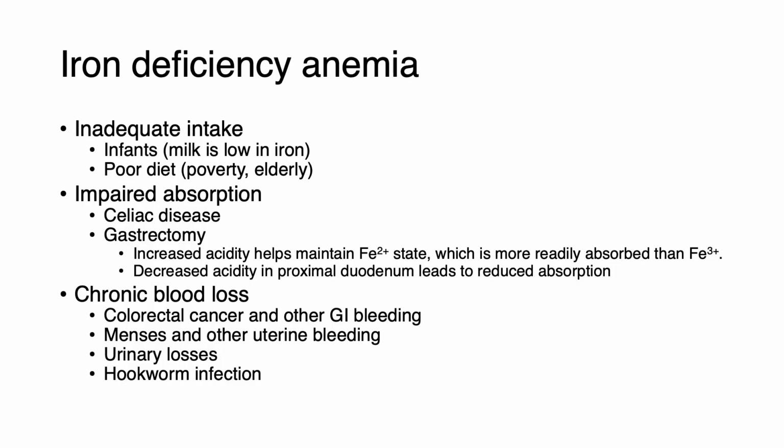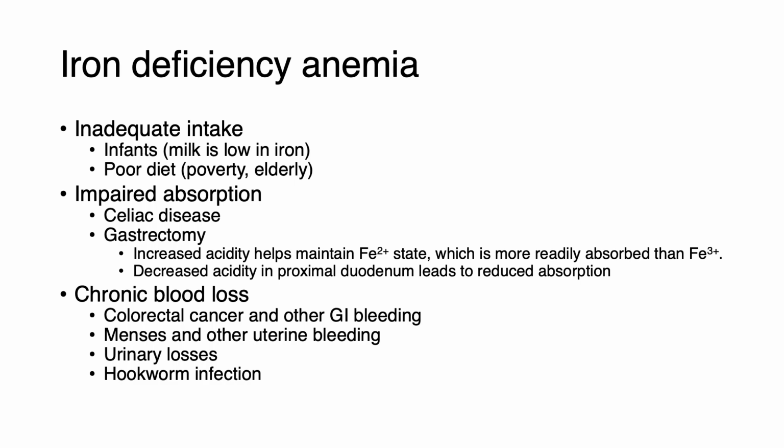Impaired absorption, you'll see that with celiac disease, which affects the small intestine and the duodenum where iron is normally absorbed. Also, patients with gastrectomies will have impaired absorption because they have less acidity to maintain ferrous iron, which is more bioavailable than ferric iron. And so they're going to have less of that absorbed in the proximal duodenum.